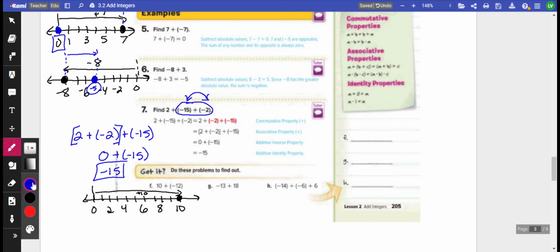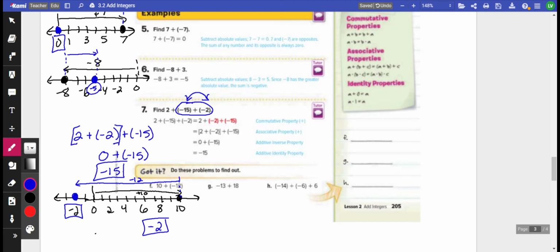Well, now I want to go to the left because I want to subtract 12. So I go to the left 12. Well, I need to correct my number line a little bit, or extend my number line. So this leaves me at negative 2 as my answer. So for F, the answer is negative 2.